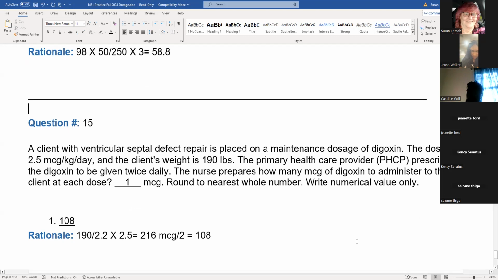Ms. Loesch, will the questions be the same type of formula? It's going to be the same exact formulas, the same exact math. The only thing that's going to change is the actual numbers in the math. Like instead of 190, I might give you 150 pounds. Instead of 2.5 micrograms, I might give you 6.